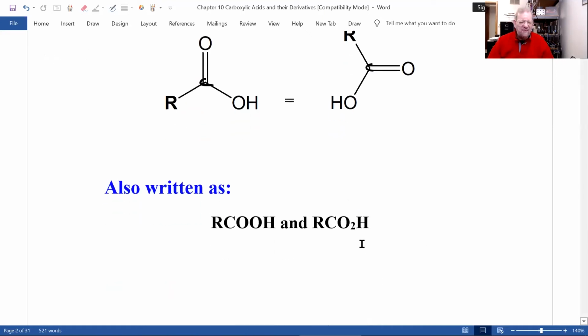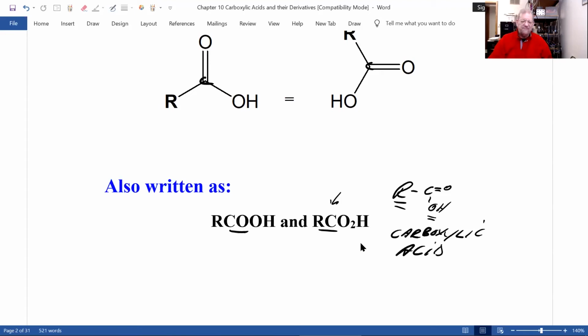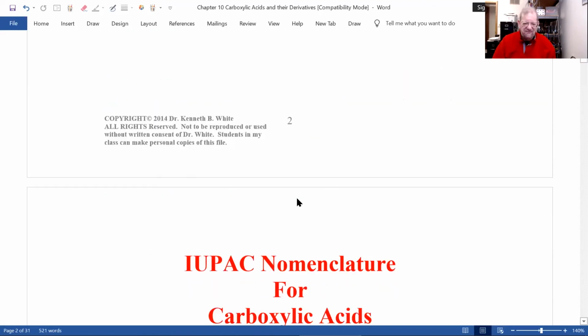And sometimes you'll see it written like this or like this. Later in the semester, I may write it a little like that, but for the most part, I'm going to write a carboxylic acid: carbonyl, hydroxyl group, R group. And this is a carboxylic acid. I worked for a company that made carboxylic acids and also other things like that. I worked for a number of companies that made a lot of different chemicals.